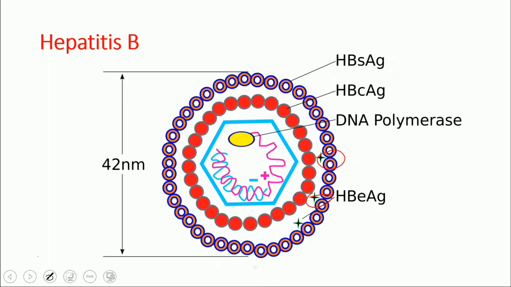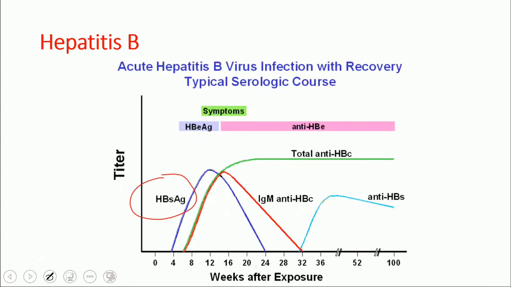The best thing you can do is measure the IgM. As you know, IgM is indicative of acute infection. You can measure the IgM for the core antigen. So in an acute infection, you get positive hepatitis B surface antigen and IgM antibody against the core antigen.